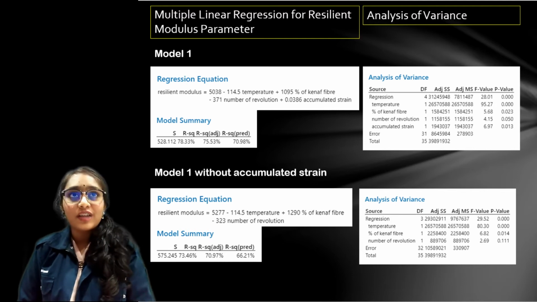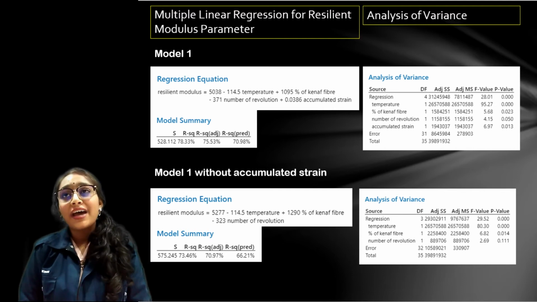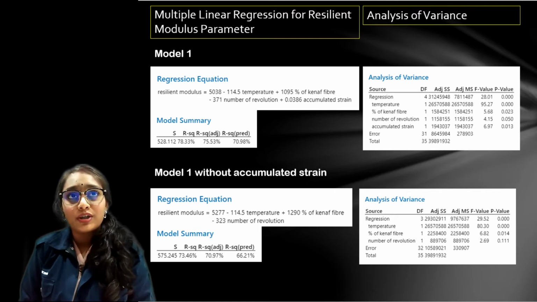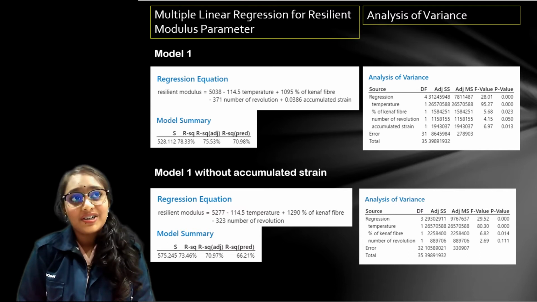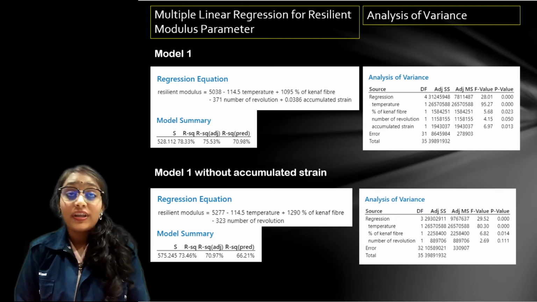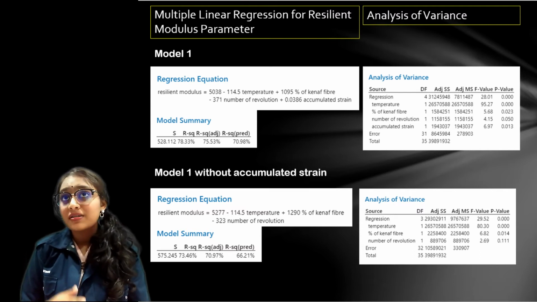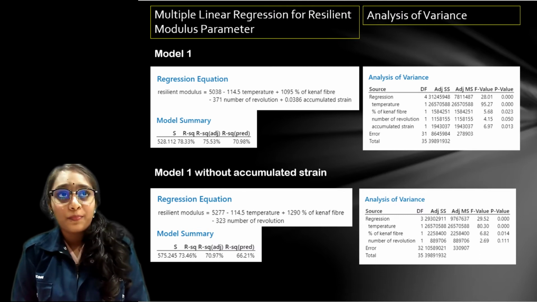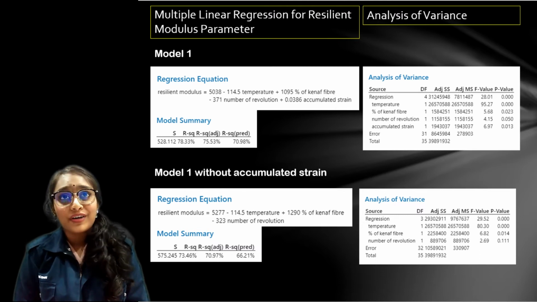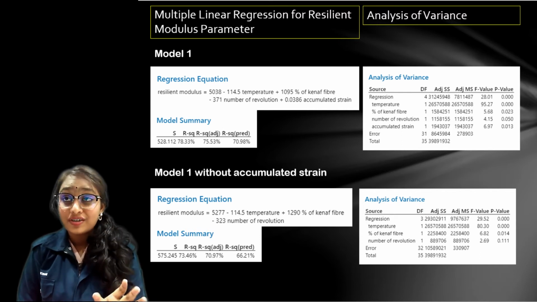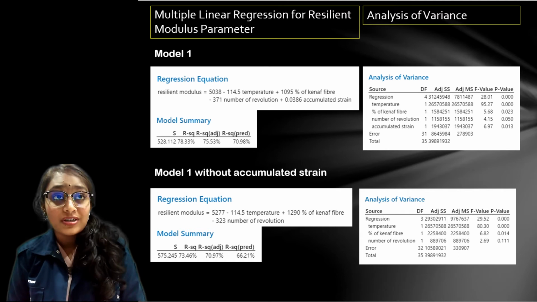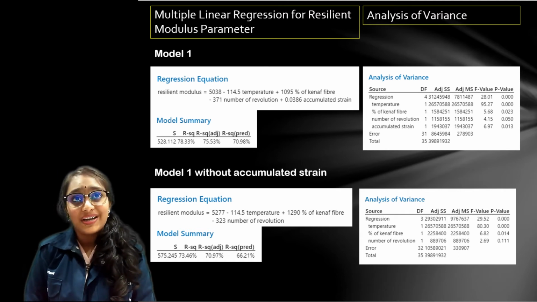Therefore, a second trial was made by dismissing the accumulated strain, and the results are shown in the regression equation of the second trial. In addition, R-square is one of the criteria that is used to determine whether a linear relationship between the response and the predictor fits the data well. From the figures of the model summary, the variations explained by the variables used for the model were 78.33% for the first trial and 73.46% for the second trial.